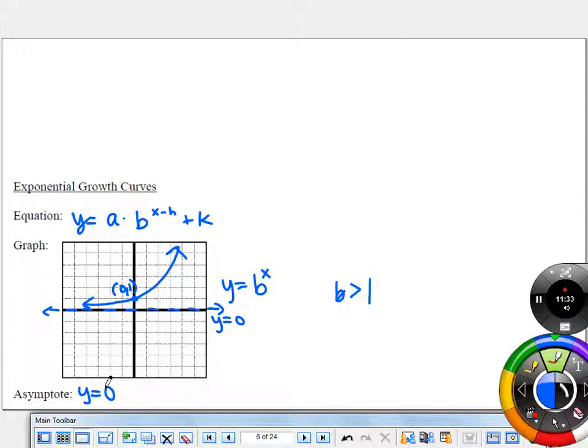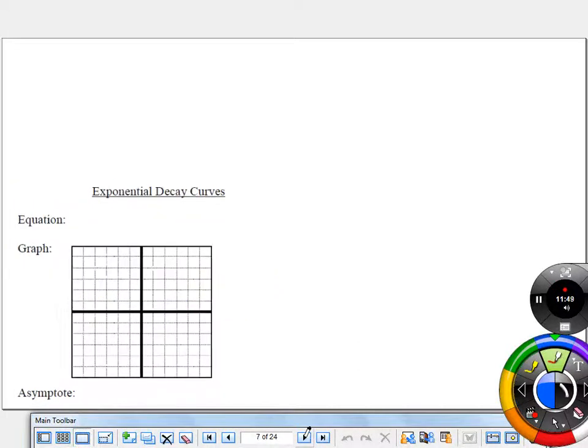Okay? Is this okay with everybody? So new shape is this exponential shape, but it kind of divides up into two categories. The growth category, which the curve goes this way, and then we're going to do the decay category, which the curve goes kind of in the opposite direction. Okay?